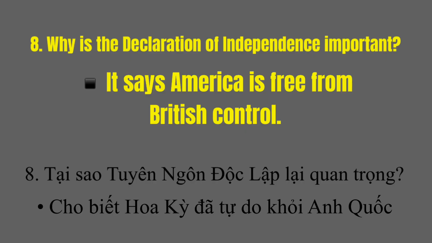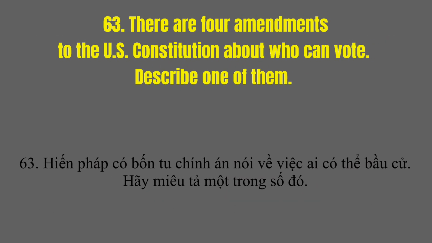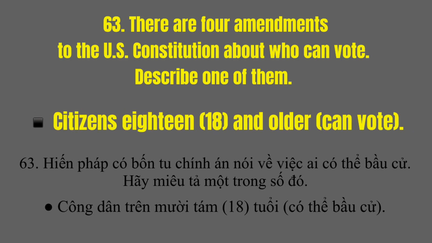It says America is free from British control. There are 4 amendments to the U.S. Constitution about who can vote. Describe one of them. Citizens 18 and older can vote.